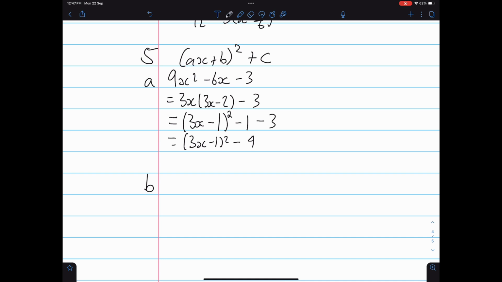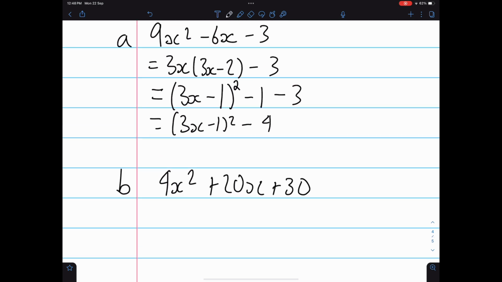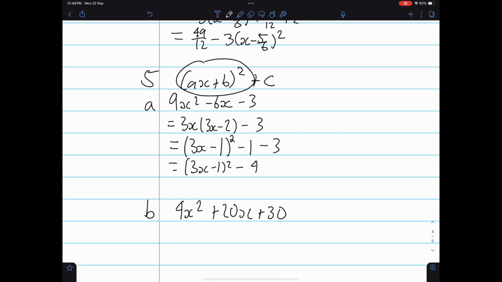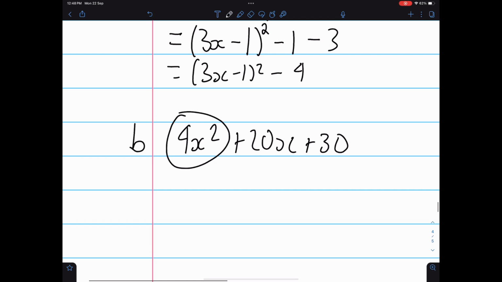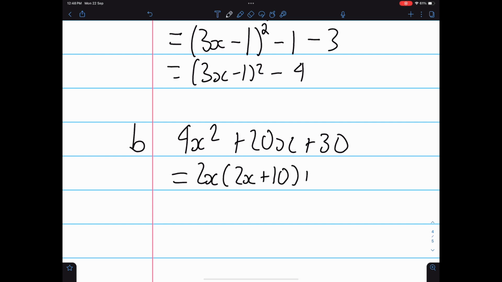And then the next example would be 4x squared plus 20x plus 30. So when it's told that you're doing this sort of thing, you know that this has to be a perfect square. So you take the square, you imagine in your mind, you take the square root of 4x squared, and that gives you 2x. So you think this is equal to 2x plus 10 plus 30.